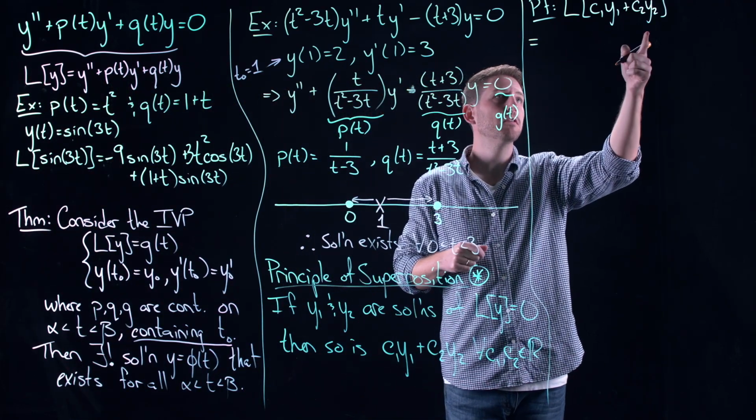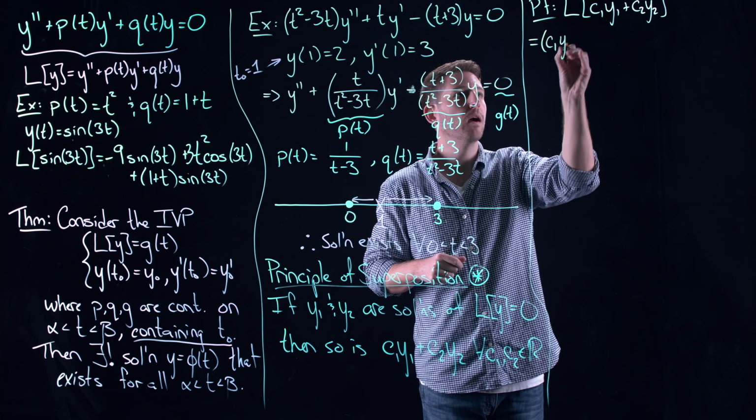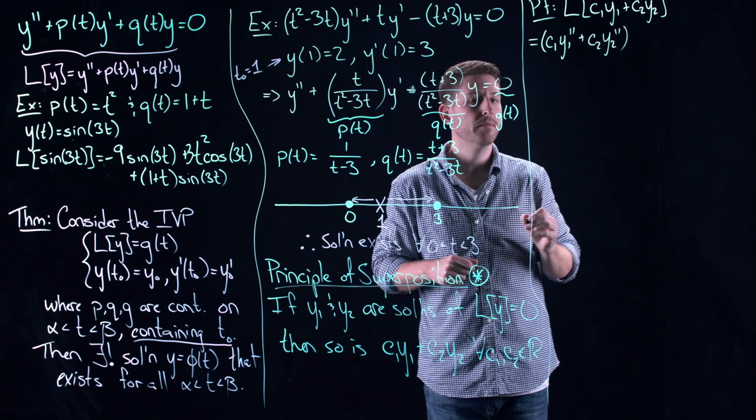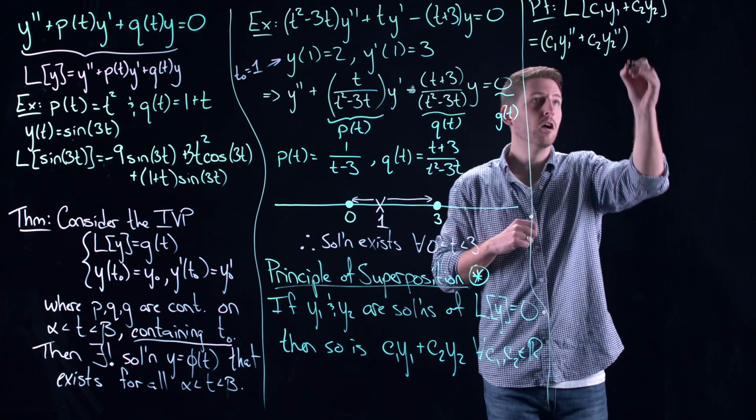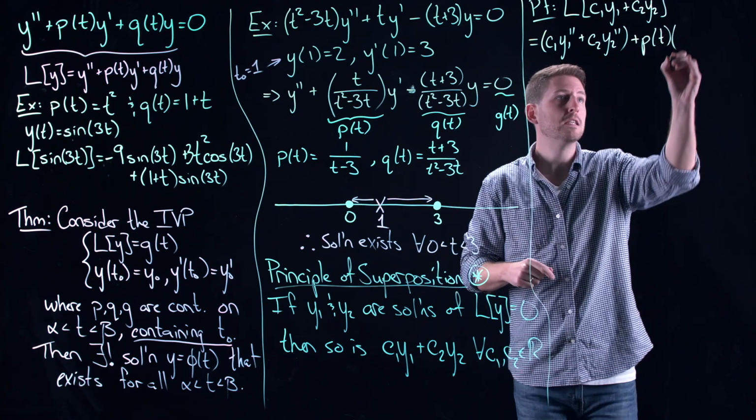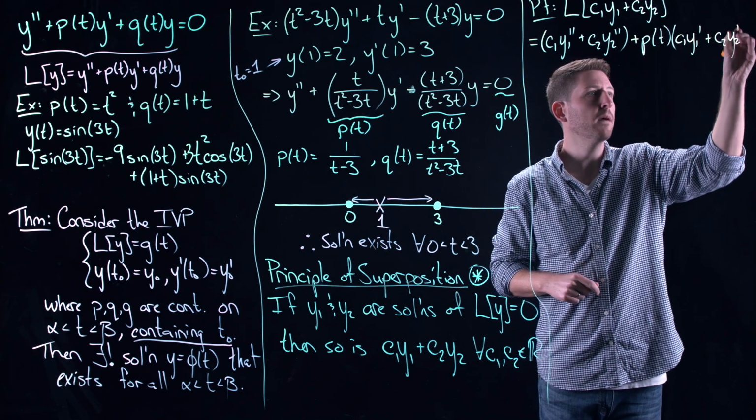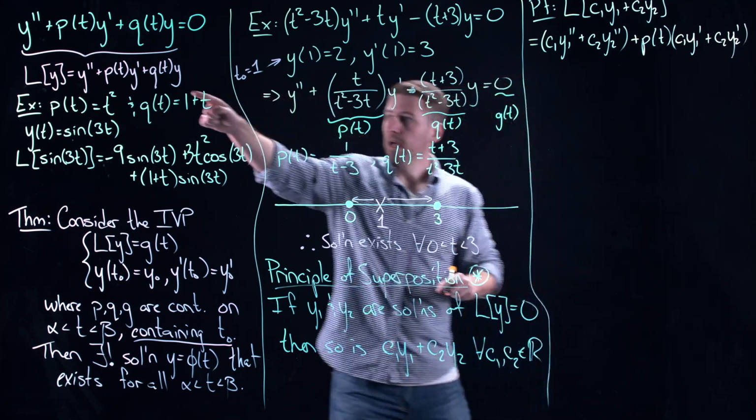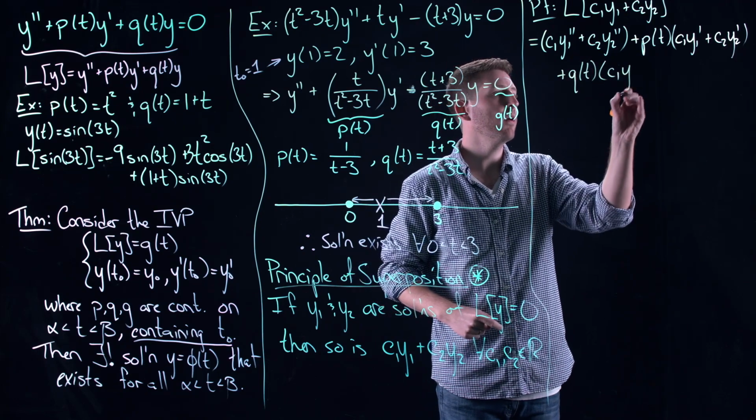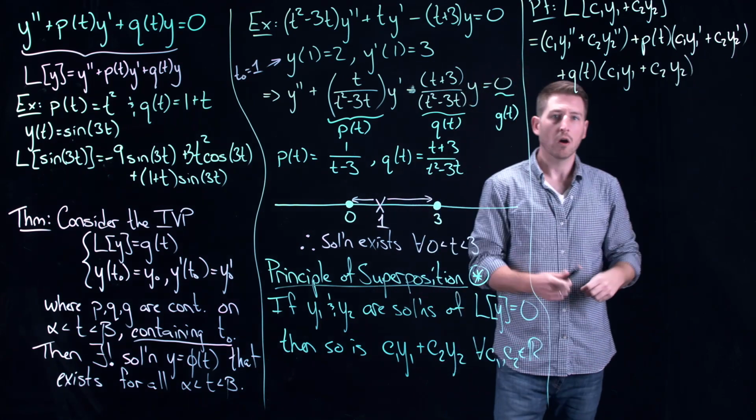If I take a second derivative of this thing, C1 and C2 are constants. So I get C1 y1 double prime plus C2 y2 double prime. Then I go plus P of t times the derivative of this thing. Same idea, C1 y1 prime plus C2 y2 prime. Now I've got plus Q of t times C1 y1 plus C2 y2. Okay, so it's not so bad.